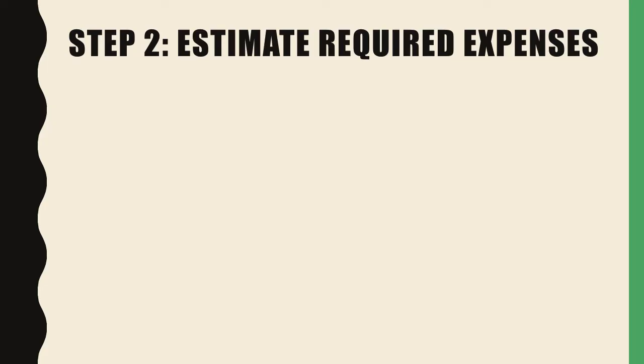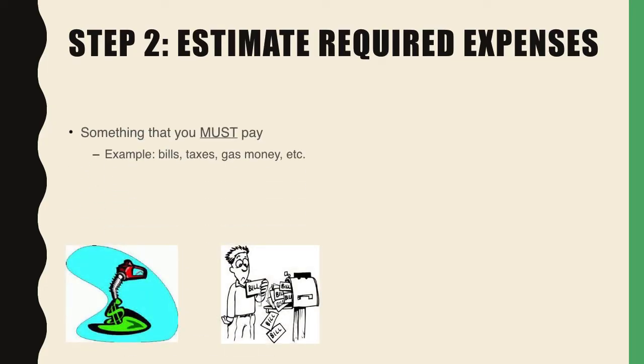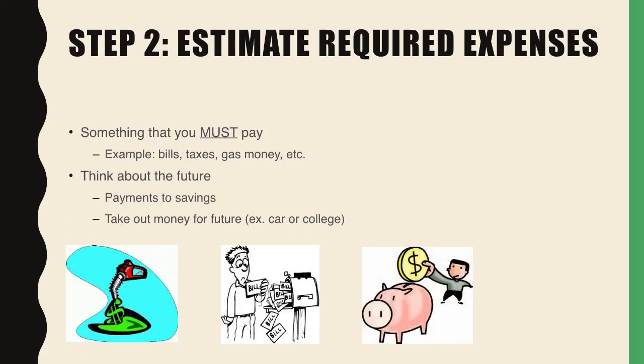The next step to creating a budget is estimating the required expenses that you must subtract from your total income for a specific time period. An example of required expenses are bills, taxes, and gas money. It is important to think about costs that you may have in the future, like saving for a car or even college.